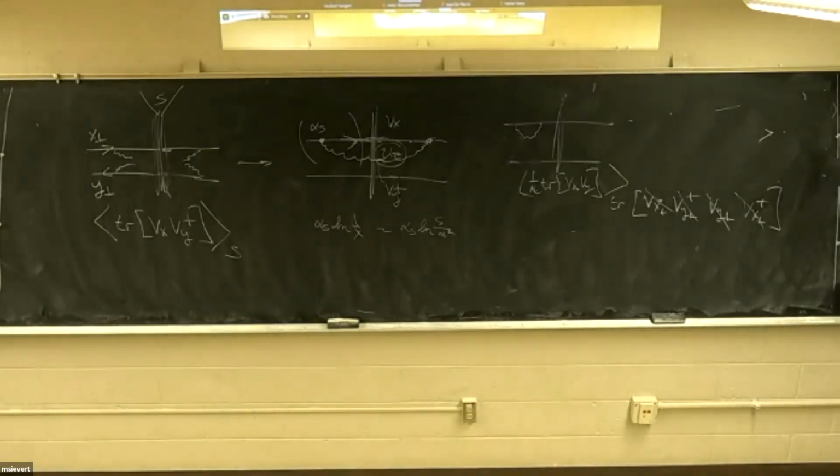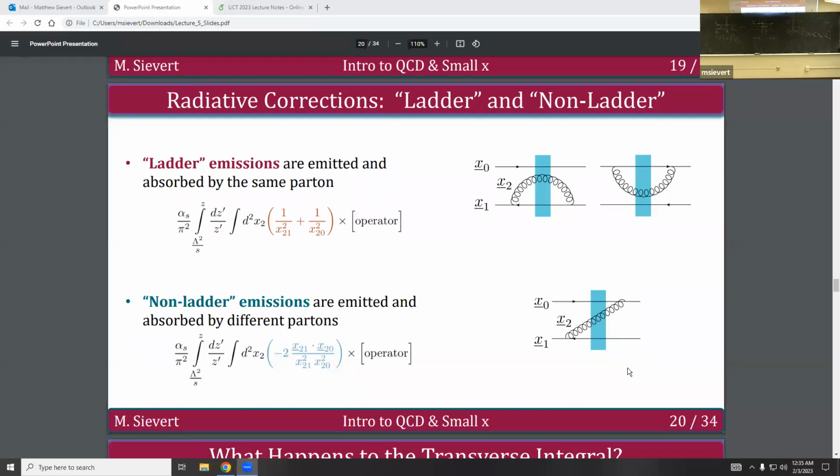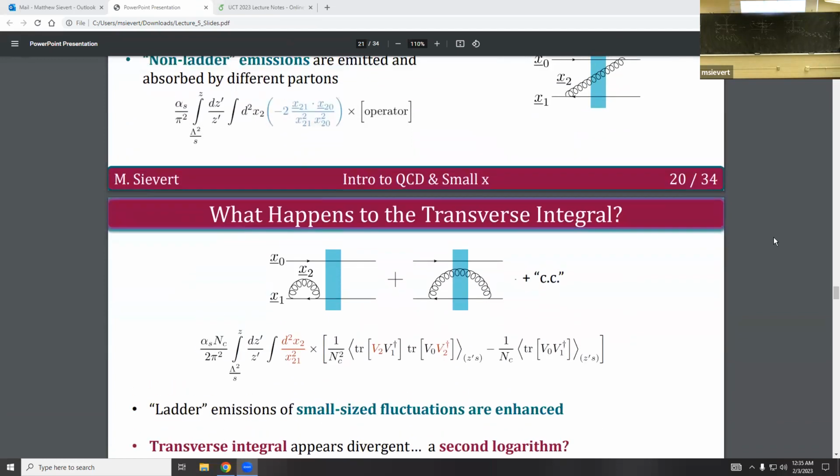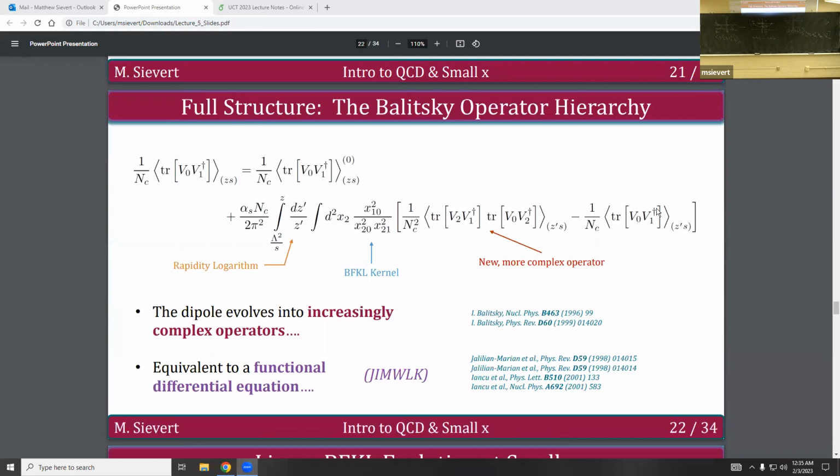So these are the ingredients to build the evolution equations. Let me point to the final form of the evolution equation, and then I'll take a step back and show you where the pieces came from. So this is one way of expressing the evolution equation. This is the integral form. On the left, this is the evaluation of the dipole operator at a particular scale. This term is the initial condition. And then this integral term is the one that generates the large logarithm. The large logarithm here contains the alpha_s in front, and the log is here explicitly in this dz over z integral that comes out of the wave functions and the two-particle phase space.